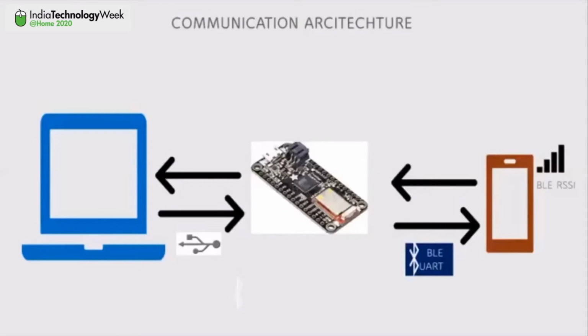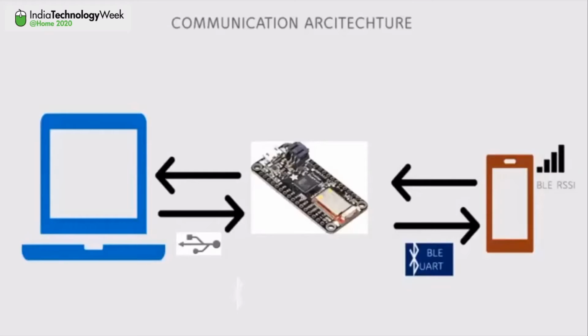Actually, we should know the basic theory of BLE architecture. So in BLE architecture, there are three things: the generic attribute profile or GATT, G-A-T-T, and then its service. Every service has multiple characteristics, and the universal unique ID or UUID is the unique ID of every service and characteristic.